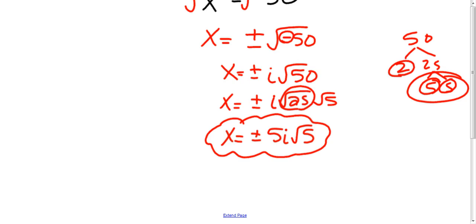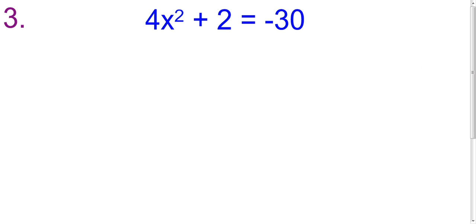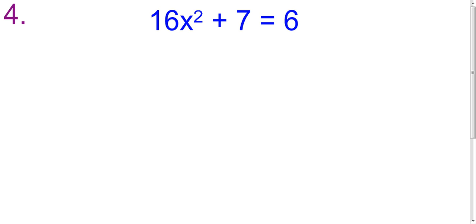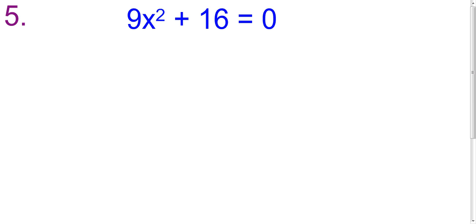All right, so there's that one. We are actually going to skip number 3. If you would like to try it on your own, I will tell you that your answer is going to be plus or minus 2i root 2. All right, we're going to go on to, actually we're going to skip number 4 too. I'll tell you your answer to that would be plus or minus 1/4 i. We'll do one real similar to it right here.